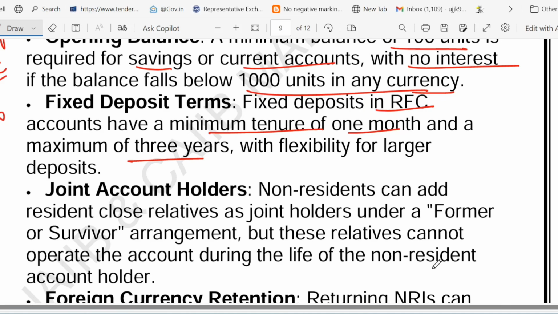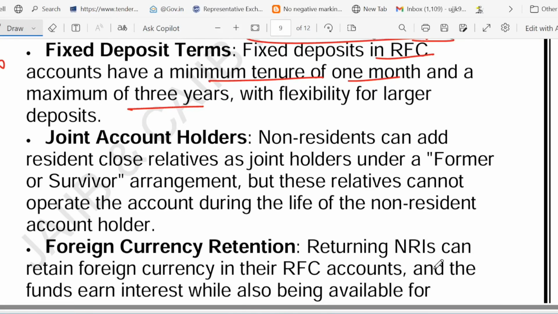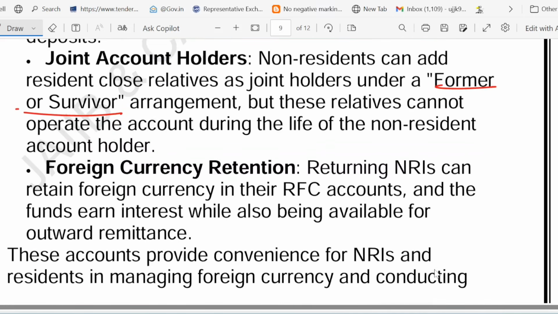Then joint account, yes. So basically you can add a relative, but they can't touch the money until you pass away. That is called the former and survivor clause. Okay. So Vikram adds his wife as joint holder, but she can't withdraw until he dies. Then comes checkbook. No checkbook, digital transfer only. If you need to pay someone, you use net banking or wire transfer. No checkbook. So it is best for NRIs with future foreign expenses, not for quick INR access.